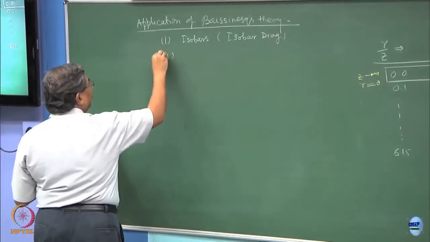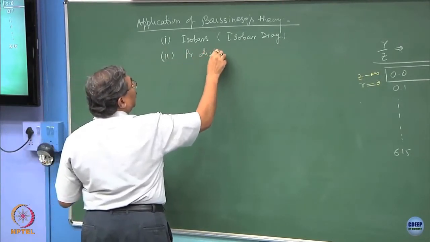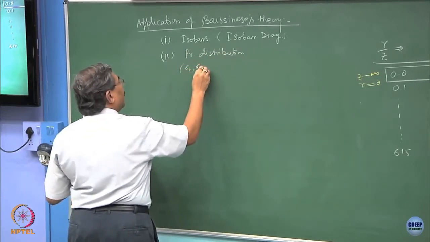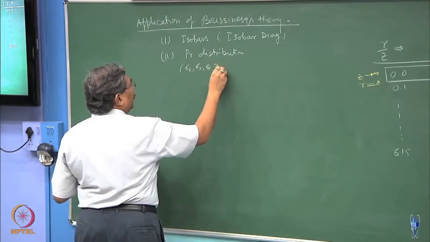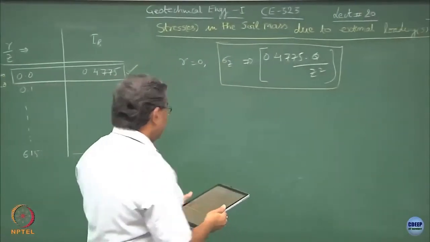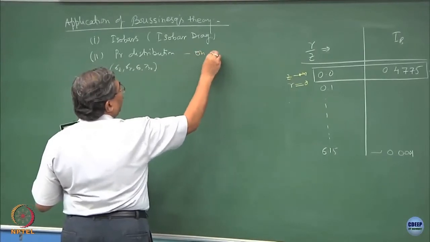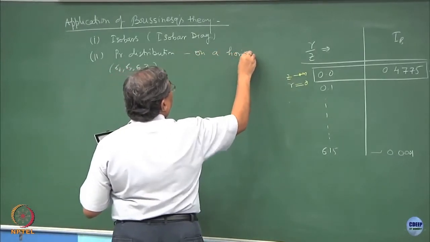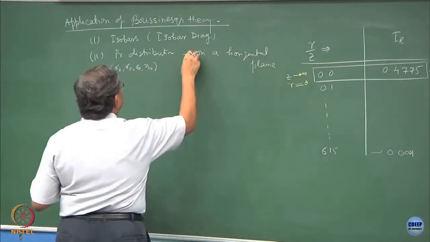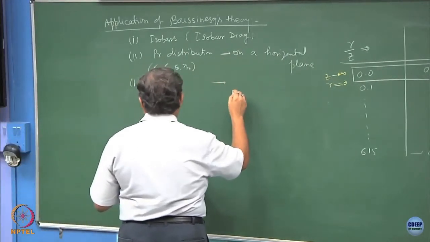The second thing is, we want to do the pressure distribution. So, when I say pressure distribution, this is your sigma Z, sigma R, sigma theta, tau R Z. This is the state of stress acting at a point P because of the external loading Q. So, pressure distribution on a horizontal plane, and the third thing would be to get the pressure distribution on a vertical plane.